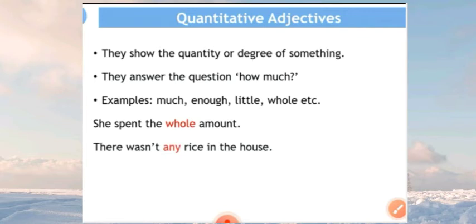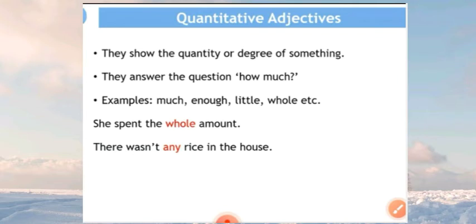Another example would be, there wasn't any rice in the house. So once again here, rice is a noun, any is my quantitative adjective because if I ask the question, how much rice was in the house, you can tell me there wasn't any rice in the house, right?